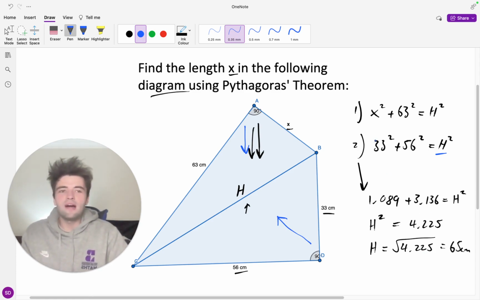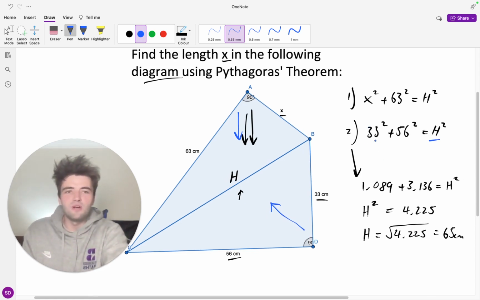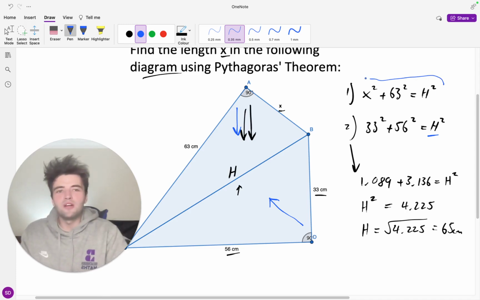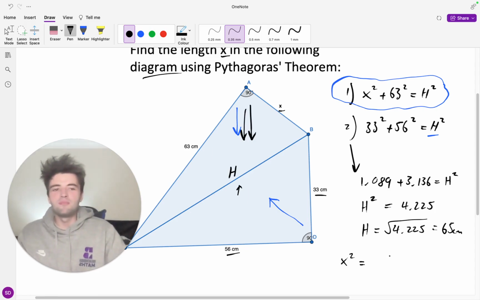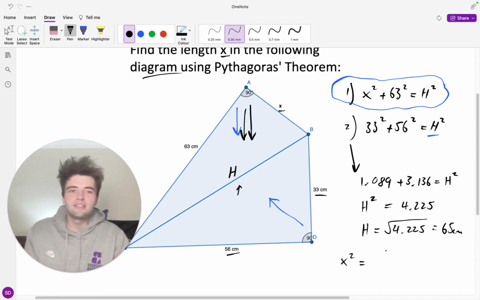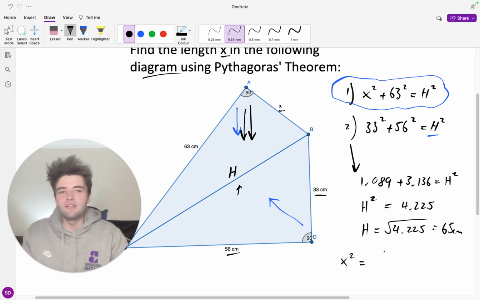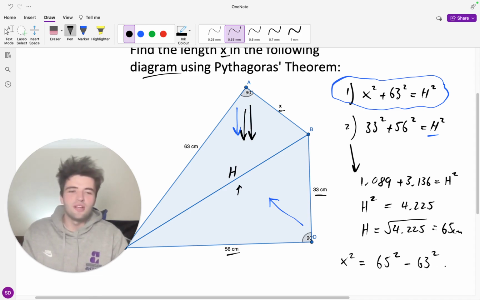We can actually go back and plug this into equation 1. So if we just circle equation 1 here, we're going to be using this newfound value of h as our hypotenuse on the right hand side. What we can actually do to simplify our calculations is just get 63 squared on the right hand side as well. So when we plug in our value of h, which is 65, we get 65 squared on the right hand side, and we can also have our minus 63 squared on the right hand side. And so therefore we can plug in everything on the right to find the value of x squared.